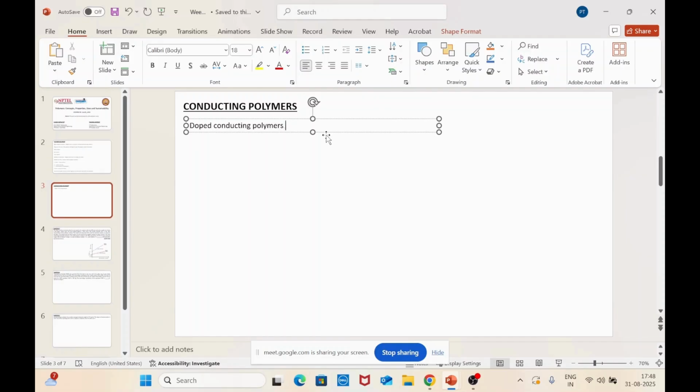Okay, so this is about the doped conducting polymers, and before discussing the doping, the major reason why these polymers are conducting is basically because of the delocalization of the electrons that is present in them. Most of these conducting polymers are actually conjugated polymers. Conjugated polymers have alternating sigma as well as pi bonds, or you can also explain it as alternating single as well as double bonds.